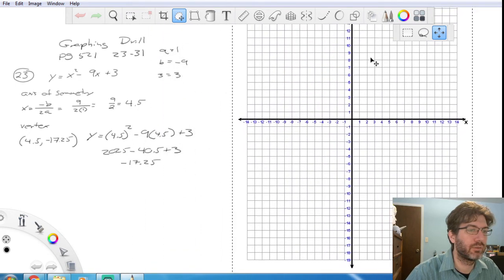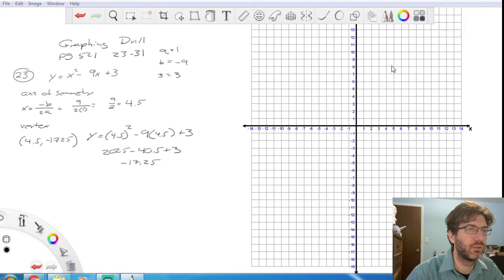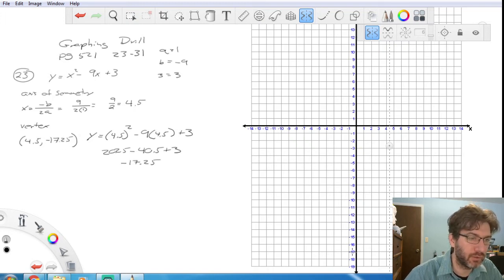In this case, I want that negative 17 over there. So the line of symmetry is at 4.5, and our vertex is at negative 17.25 on that line. So negative 17.25 is about right here. Make your vertex.